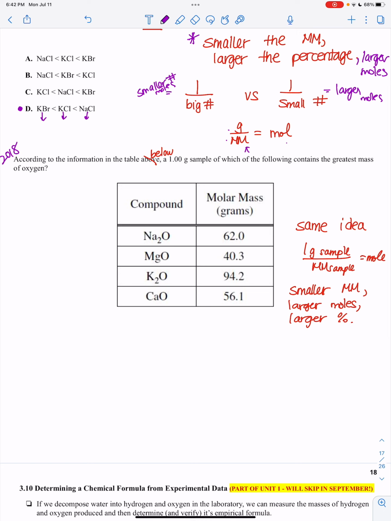In a very similar method here, this one already gave you the molar masses. It says, according to the information in the table below, sorry, that's a little typo here, a 1 gram sample of which of the following contains the greatest mass of oxygen. Same idea. 1 gram sample divided by molar mass of sample is moles. The smaller the molar mass, the larger the moles, the larger the percentage. The correct answer is MgO. Why don't you try and answer which would have the smallest moles?